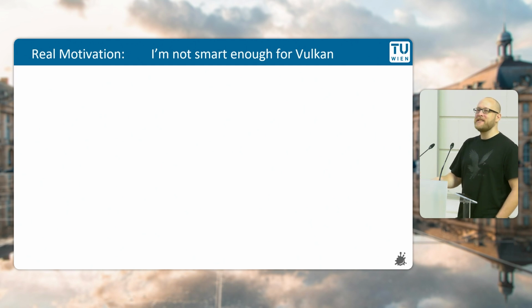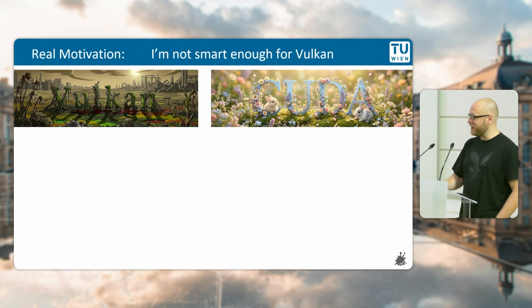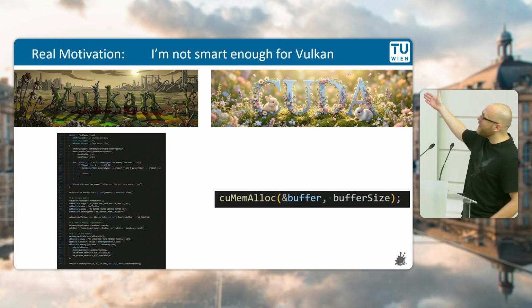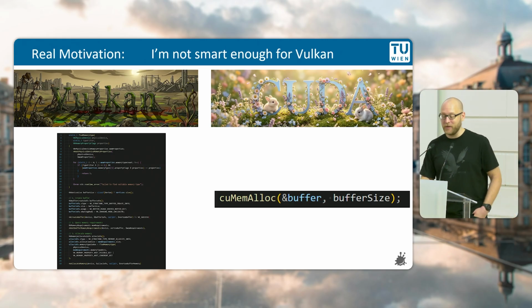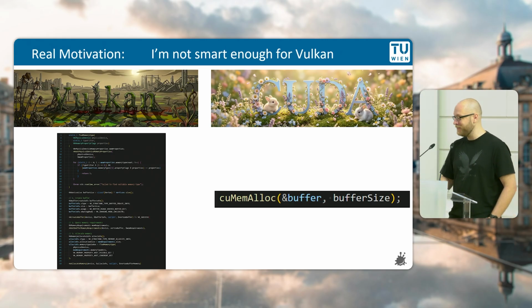So I was trying to find an easier way to render large amounts of triangles, and let's just compare how you do things in Vulkan and CUDA. This is how you allocate memory in Vulkan, and to do the same thing in CUDA. So by the time you wrote a memory allocator in Vulkan, you could already write a software rasterizer in CUDA.